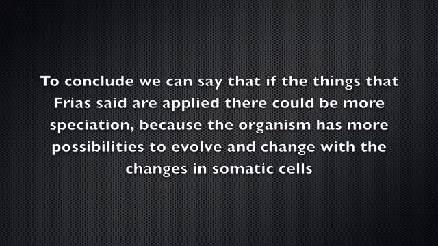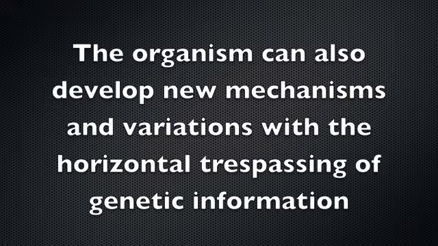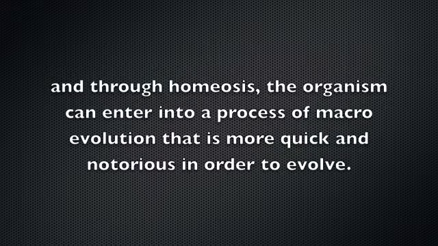To conclude, we can say that if the things that Frias said are applied, there could be more speciation because the organisms has more possibilities to evolve and change with the change in somatic cells. The organisms can also develop new mechanisms and variation with the horizontal trespassing of genetic information. And through homeosis, the organism can enter into a process of macroevolution that is more quick and notorious in order to evolve.